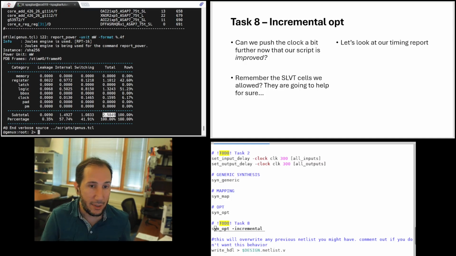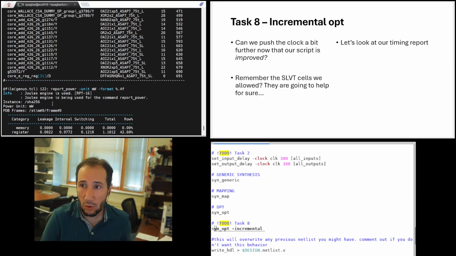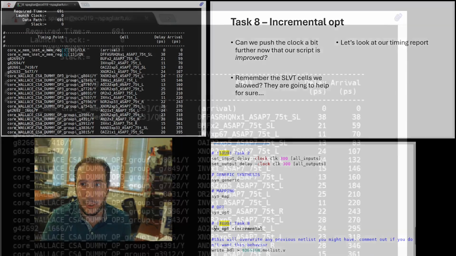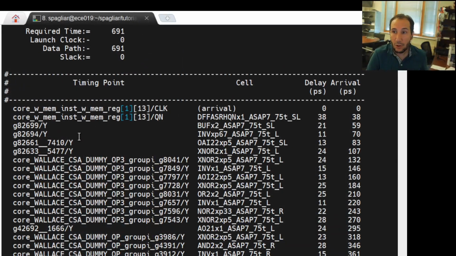I could just blindly keep running synthesis runs and shrink the clock period. Or I could do something a little bit clever. I could look at my timing report, look at which cells are being used, and try to reason if there are opportunities for improvement. So let's scroll up. Let's find our timing report. It is right here. This is our critical path.